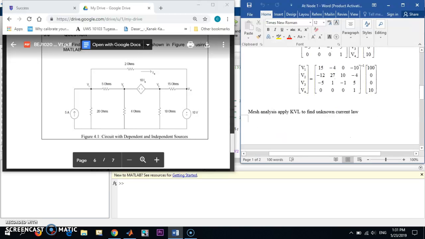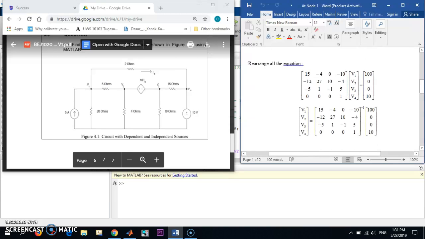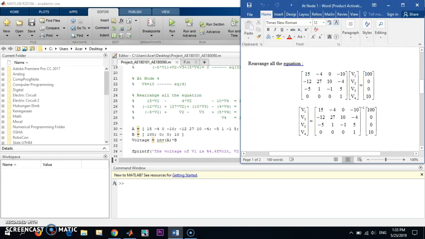So I combine it in the matrix form. So this is the matrix form. This one is my part A and this one is my part B. And V1, V2, V3 and V4 are the nodal voltages we should find. Now I move the A from the left hand side to the right hand side, so that my A will be the inverse A.